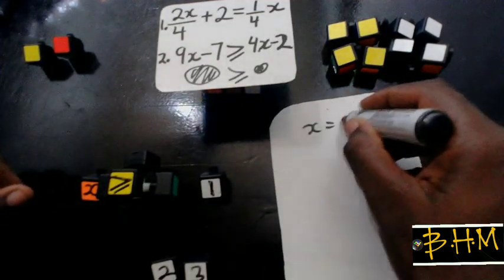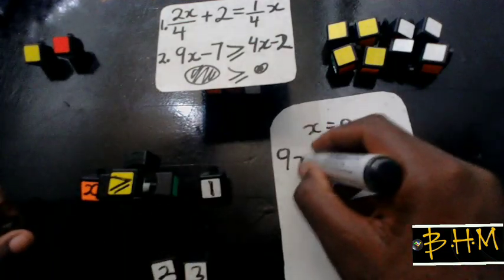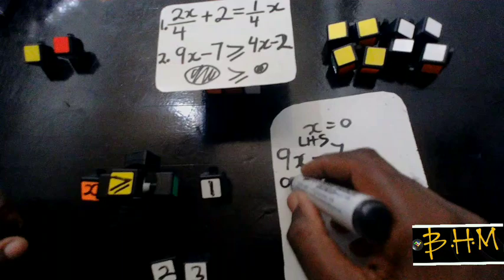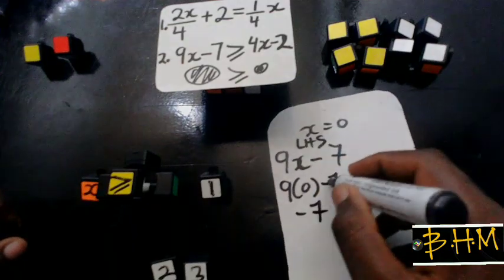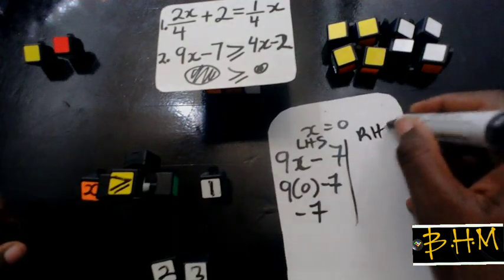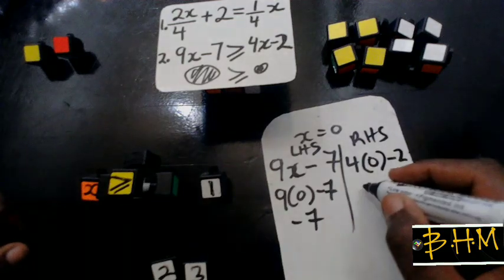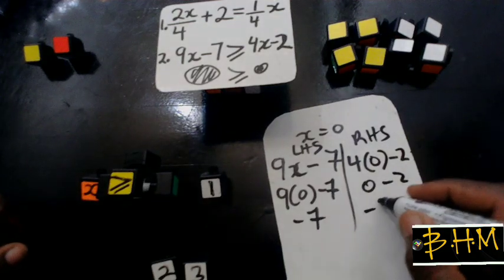It means that if the number is less than 1, this inequality will be wrong. So let's test that to see whether if it's less than 1, this will go wrong. So we know that x should be at least 1. So what if we make x to be 0? In that case, 9x minus 7, which is the left hand side, is 9 times 0 minus 7, that's minus 7. Okay, what about the right hand side, which is 4 into bracket 0 minus 2? This is 0 minus 2, so minus 2.